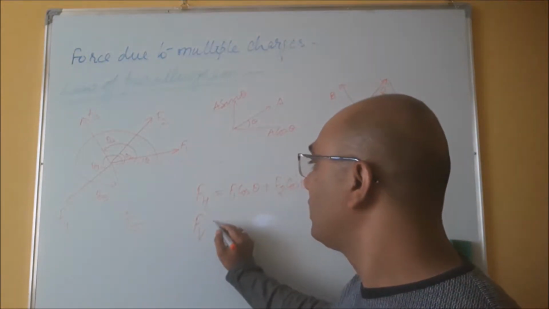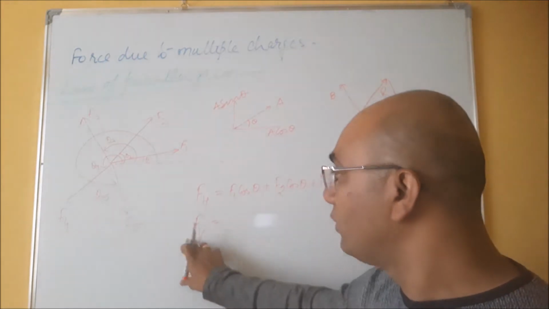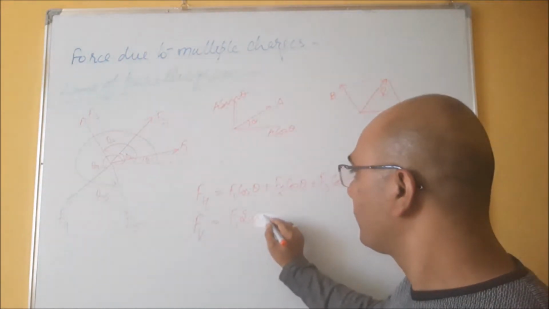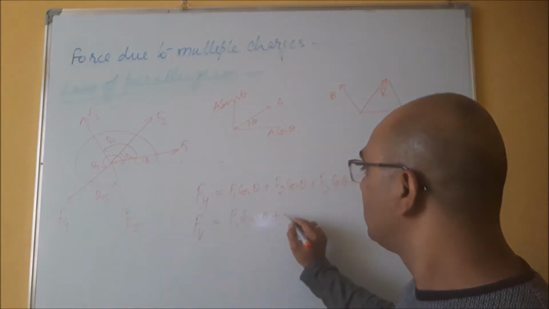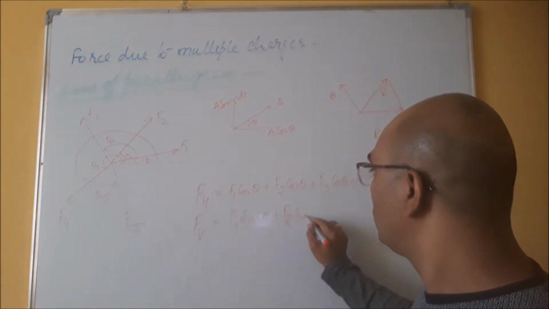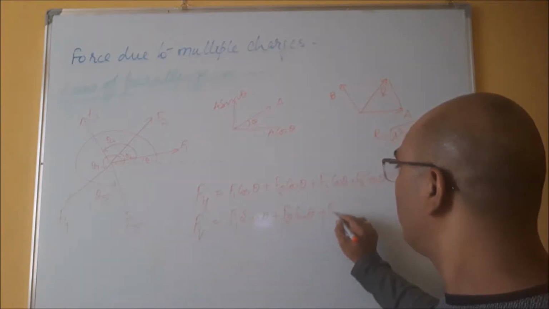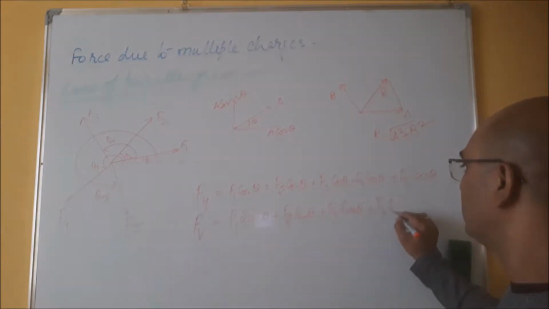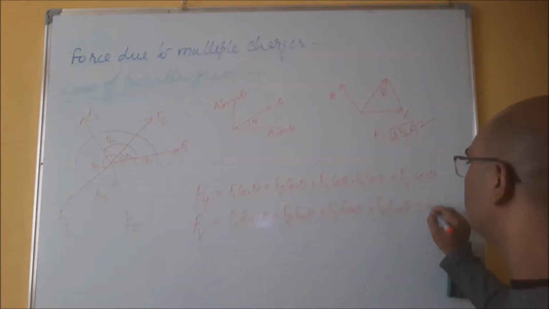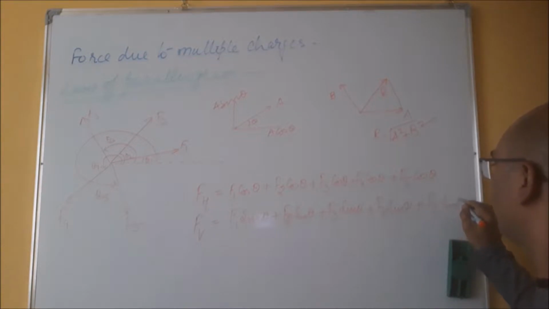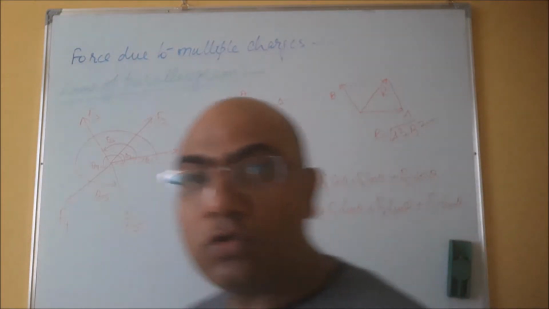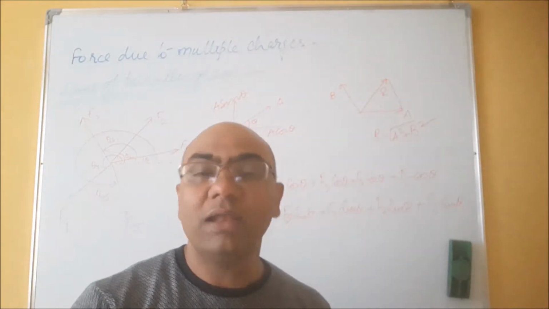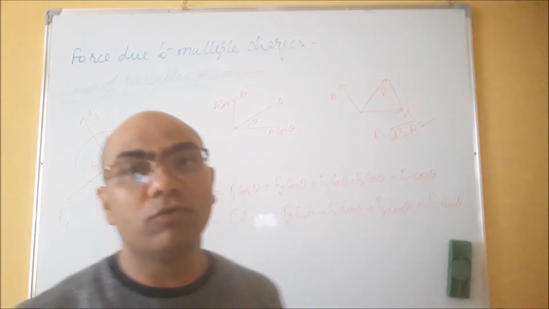Similarly, you see the vertical component FV, the vertical component of force, will be A sin theta. So F1 sin theta plus F2 sin theta plus F3 sin theta plus F4 sin theta plus F5 sin theta. Right. So you have the values of the horizontal components of all the forces and the vertical components of all the forces.